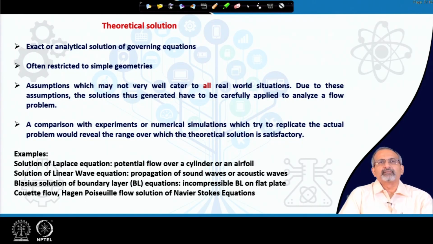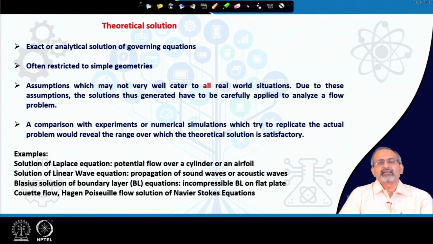Let us look at the theoretical solution in some more detail. So, when we seek theoretical solution, we are looking at exact or analytical solution of some governing equations. Most often they are certain conservation equations which represent the flow field, which is of interest as far as that aerodynamic study is involved.